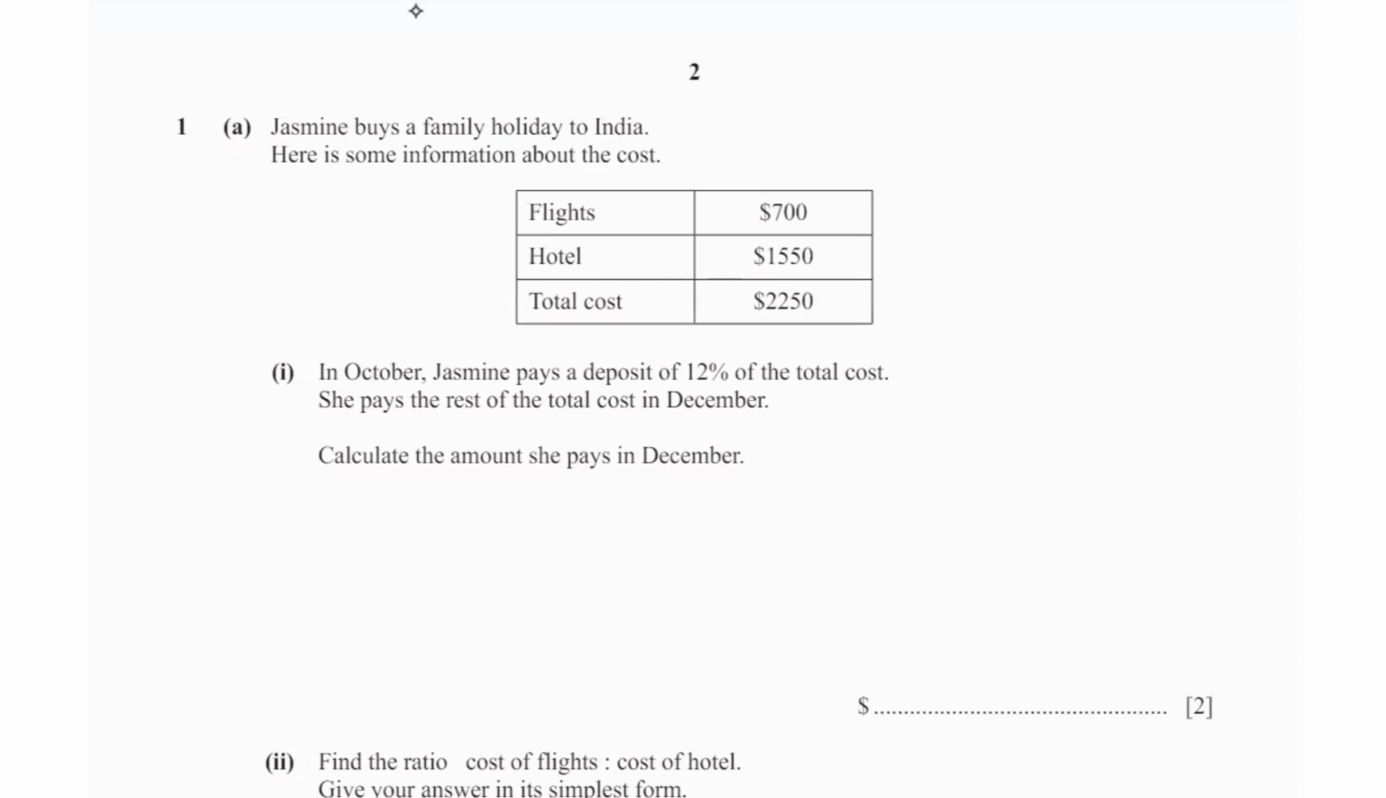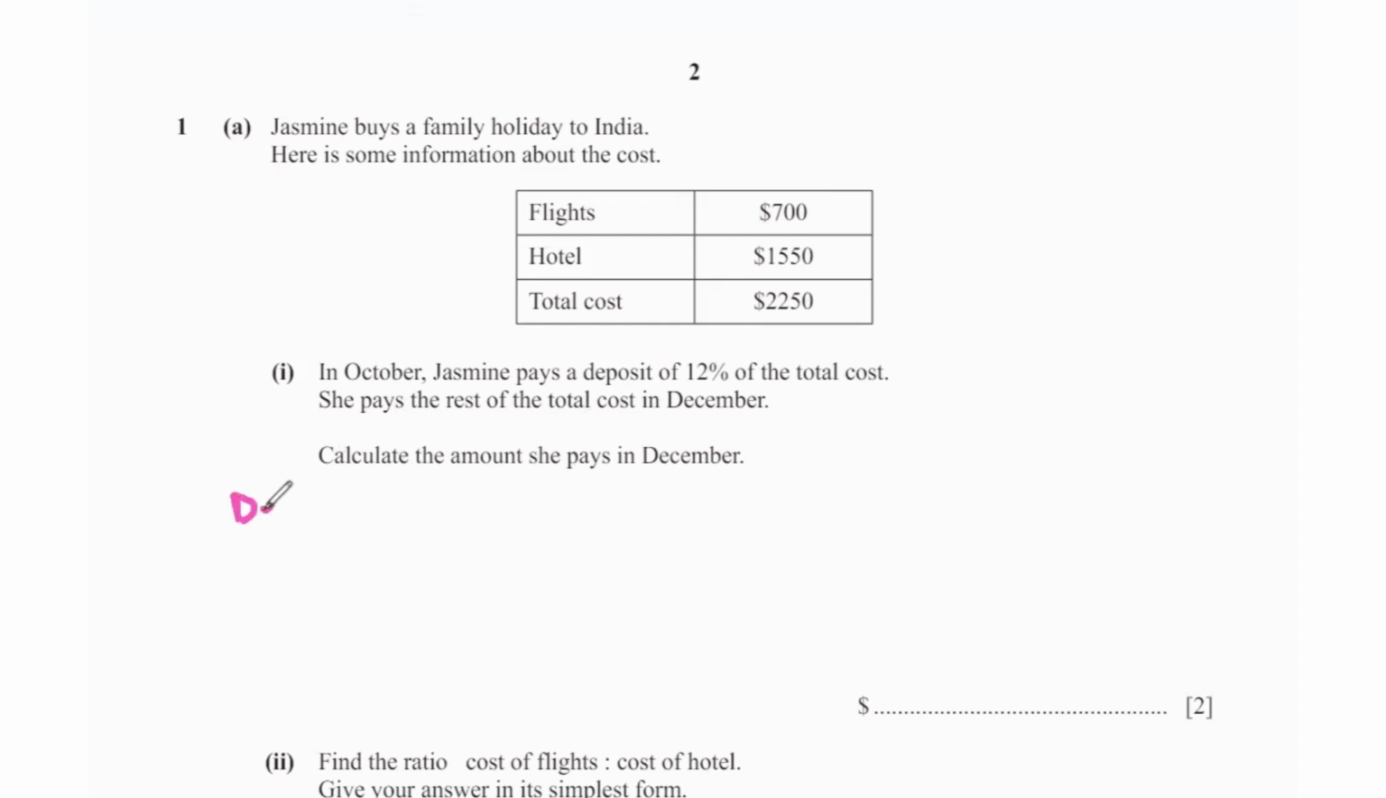The first question says that Jasmine buys his family holiday to India. Here is some information about the cost. So they've given us the cost for flights, hotel, and the total cost. It says in October, Jasmine pays a deposit of 12% of the total cost. She pays the rest of the total cost in December. Calculate the amount she pays in December.